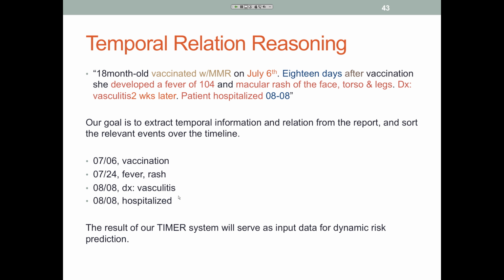So by using the timer system, this is what we want to accomplish. Basically, from the short report here, we want to extract all different kinds of temporal information, including clinical events, specific dates, and the temporal relations, etc. Then we can use the temporal reasoner to sort the related events over the timeline. So it will be something like this. Then the result of our timer system will serve as input data for dynamic risk prediction.